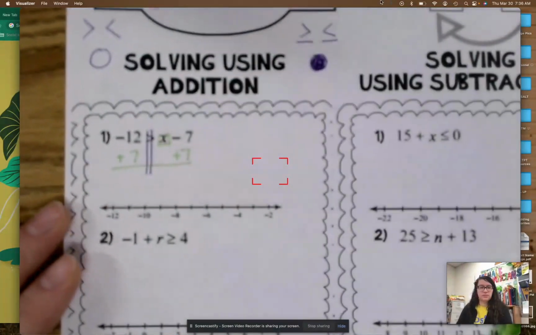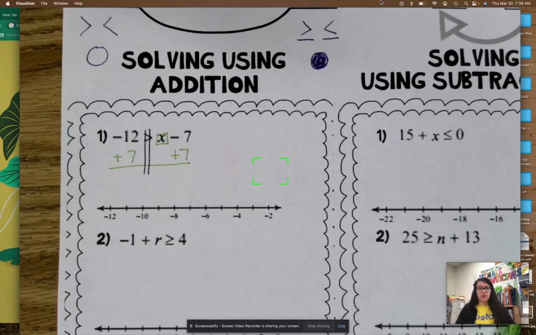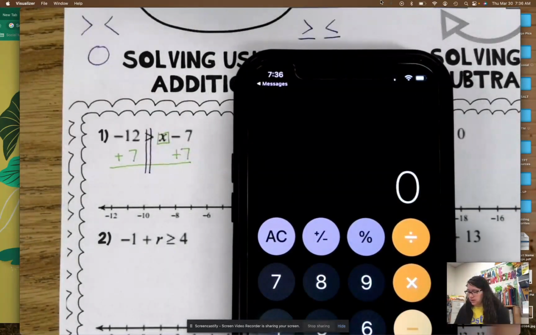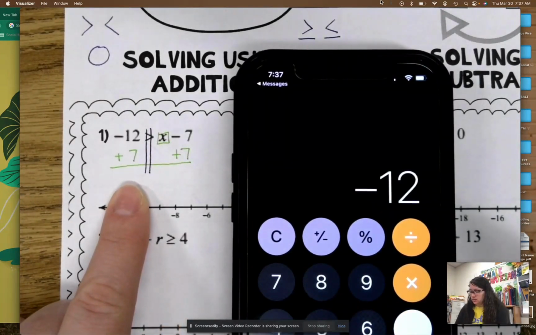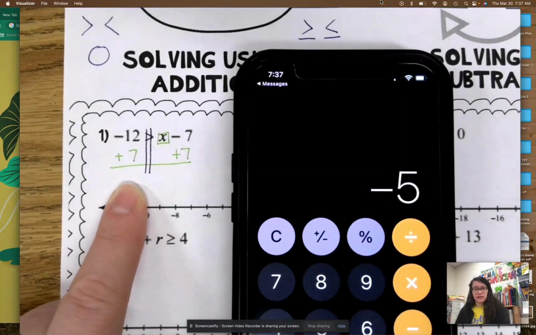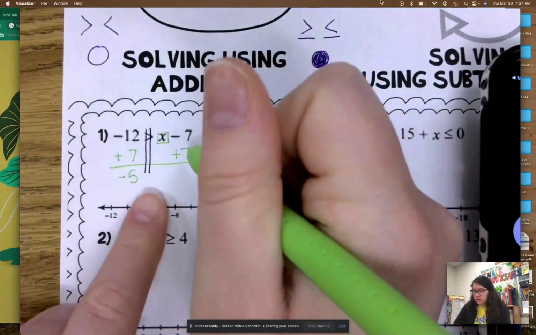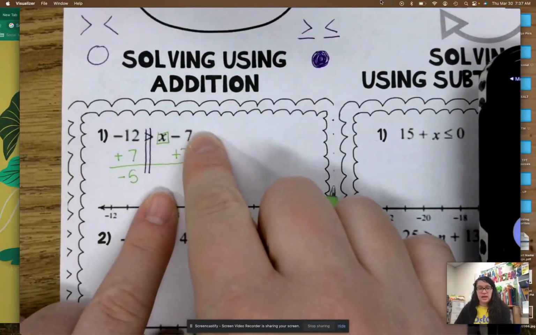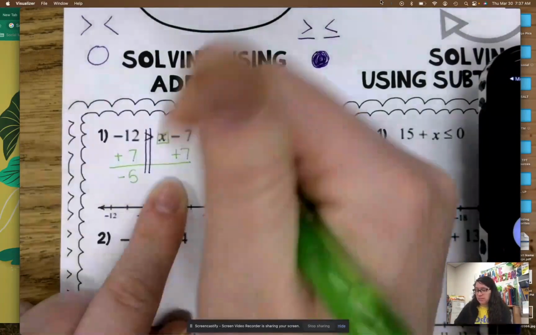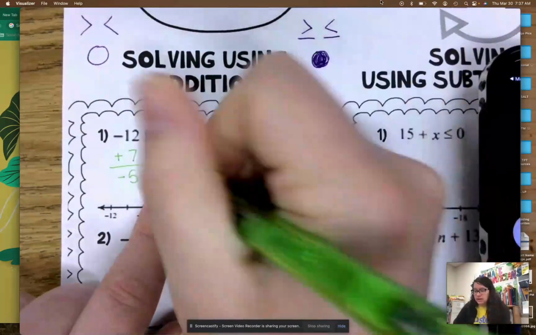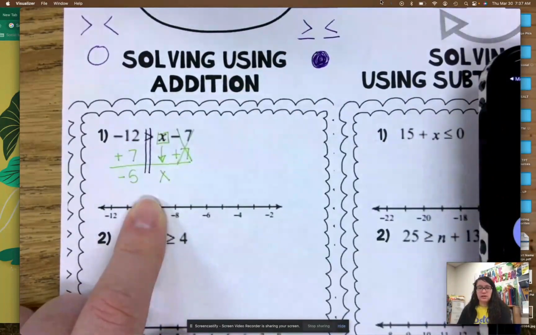I need to add 7 to both sides. So you do get your calculator on this, so feel free to use it. If I have negative 12 and I add 7, I get negative 5. So on this side, I have negative 5. My negative 7 and my plus 7 are opposites, so they make a zero pair. They cancel each other out, and I bring down my x.